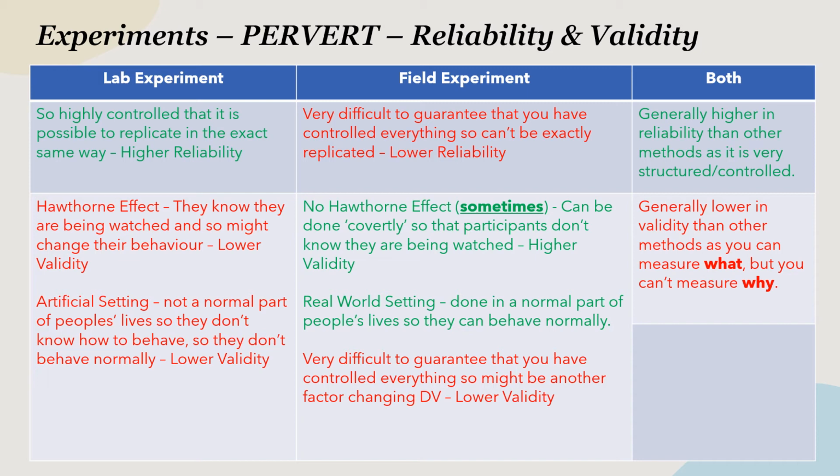The big problem that you get with field experiments that you don't get with lab experiments is that you can't guarantee that every extraneous variable has been controlled. Now remember, the whole point of an experiment is to prove that the IV, the independent variable, caused a change in the DV, the dependent variable. With a field experiment, you can never know for sure if it's your IV that's caused the change or whether there's some other factor, because you can't control all the factors.